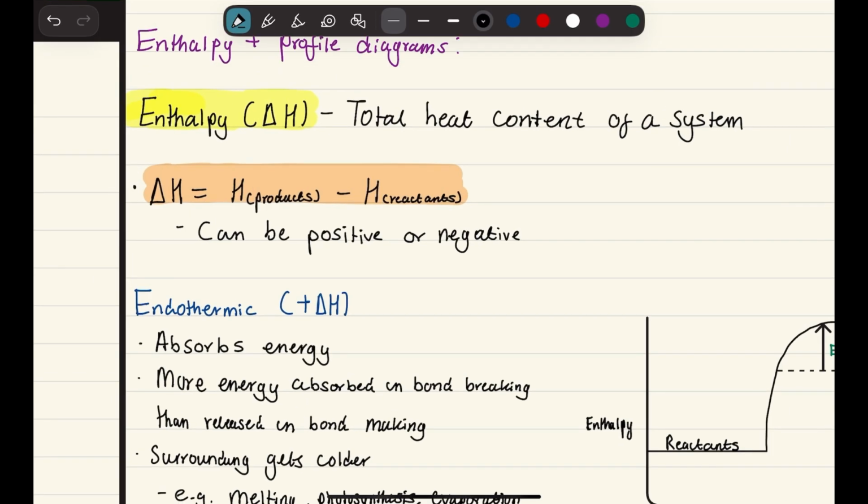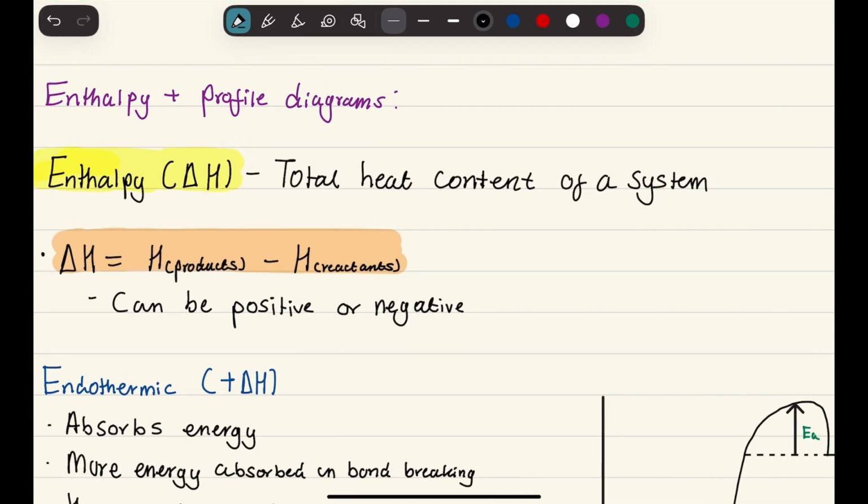But first, let's define enthalpy. Enthalpy is the total heat content of a system. Just lock that definition in. And something else that's really important is that equation there. So enthalpy change, shown by this delta H, so that triangle is delta, is equal to the enthalpy of the products minus the enthalpy of the reactants. And your enthalpy change can either be positive or negative. We're going to get into that right now.